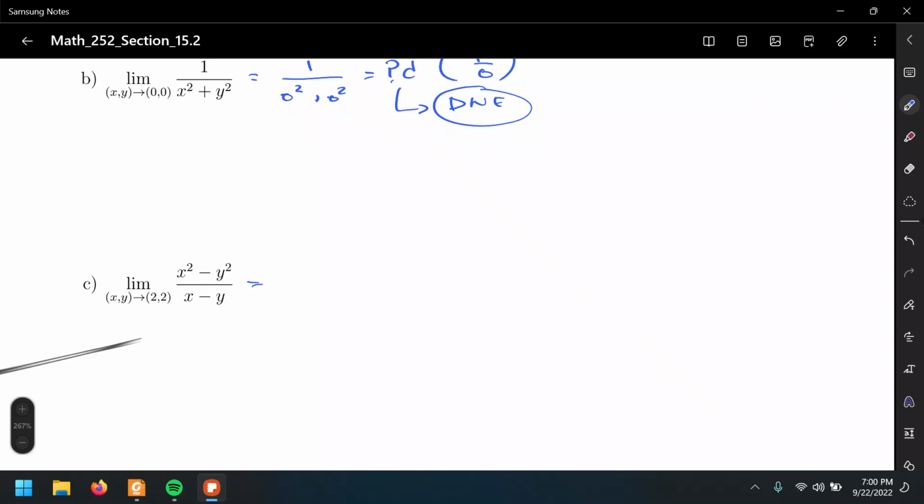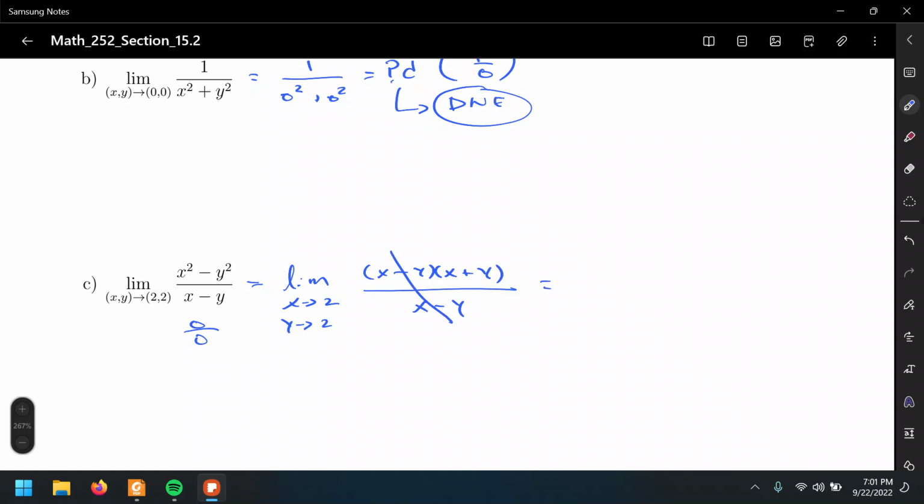So for letter C, well, direct substitution, that's 2 squared minus 2 squared, that's 0. Over 2 minus 2, that's 0 over 0, which is great. X approaching 2, y approaching 2. So we can go x minus y, x plus y, divided by x minus y. Can we cancel this? That's the limit of x plus y as x approaches 2, y approaches 2. That's 2 plus 2, and yes, indeed, that's 4. Right?